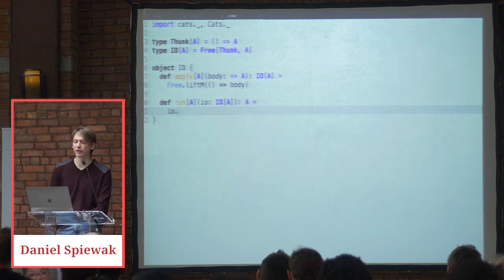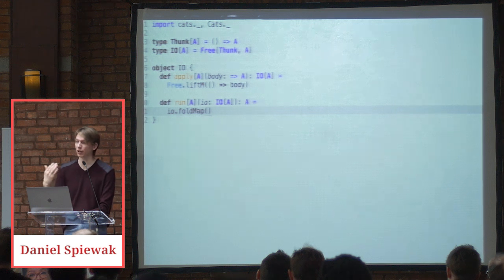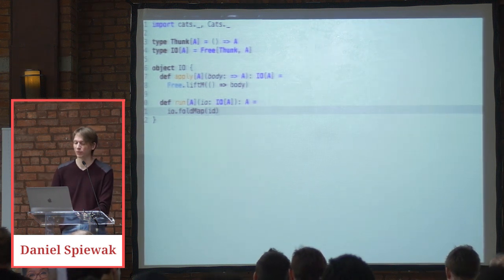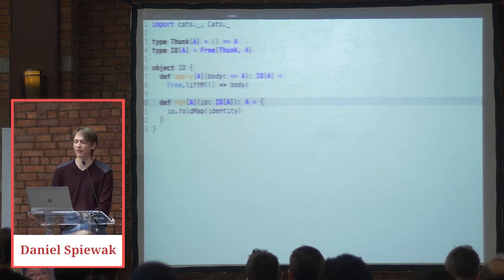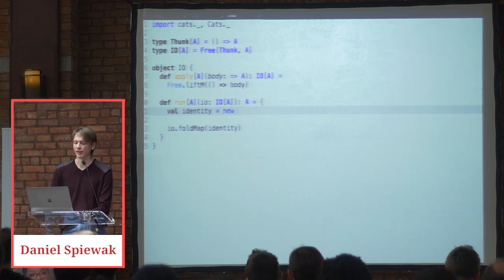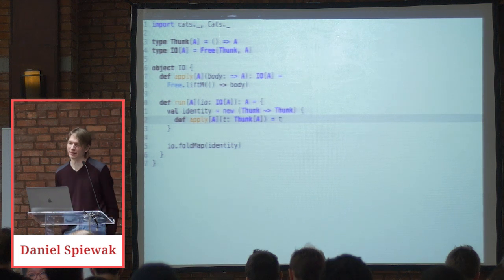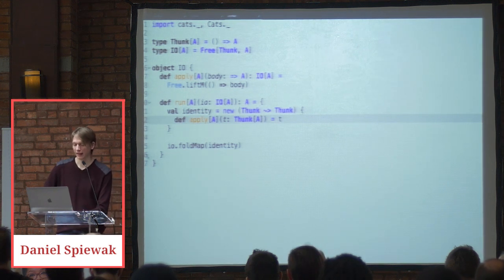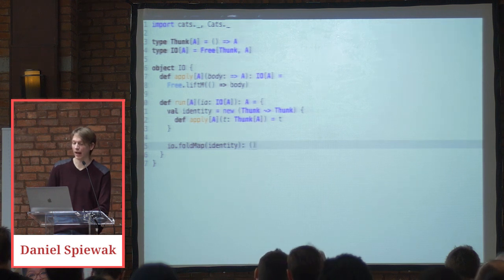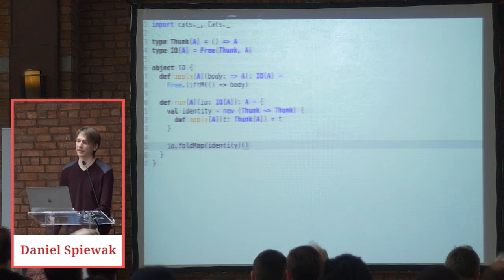So we can do io.foldMap to somehow map this to Function0. Well, Function0 is already in scope, so we're already in Function0. We're going to have an identity natural transformation, which is going to be thunk to thunk, which is obviously super trivial: apply, t of thunk of A equals t. Done. So this function right here will return a Function0 of A, and we just apply it, and that gets us an A.